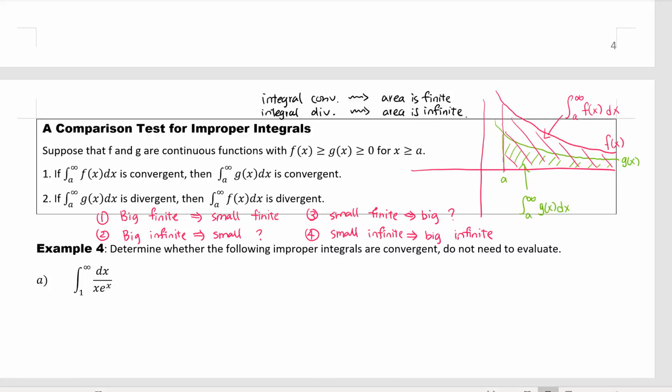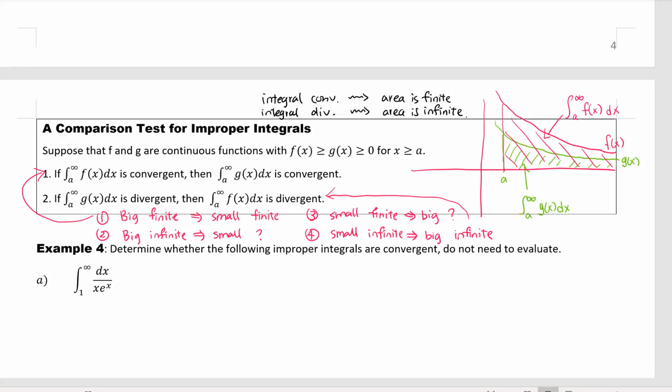Wow, so now we can see our conclusion. If the big guy is finite, then the small guy is also finite. That corresponds to the first one, right? If the integral from a to infinity of f of x dx converges, meaning the area is finite, then the small guy also converges. Next, if the integral from a to infinity of g of x dx diverges, so the small guy is infinite, then the big guy is also infinite. That's why we have those two conclusions.